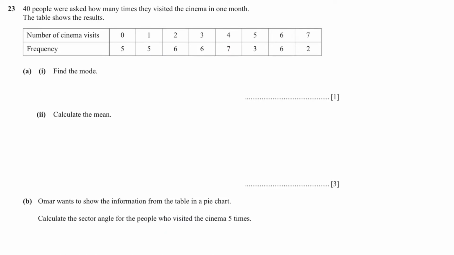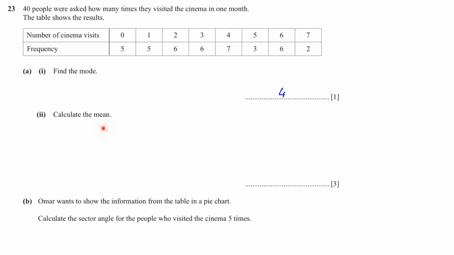In question 23, we have to find the mode and the mean. 40 people were asked how many times they visited the cinema in 1 month. The number of cinema visits is given here, and the frequency of each visit is written here. A1, find the mode. This is the frequency. Which is the highest frequency? 7. And the number of cinema visits is 4. So the answer is mode is 4. Mode is the most repeated number.